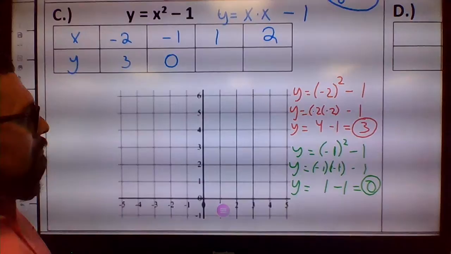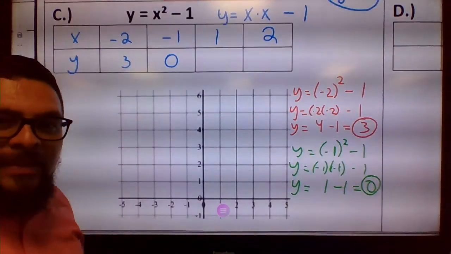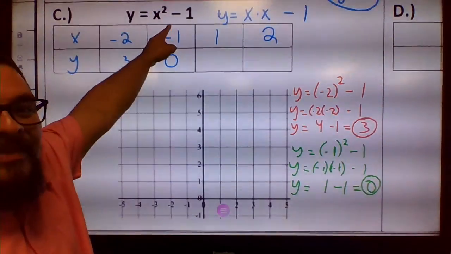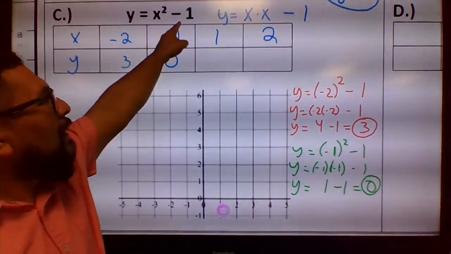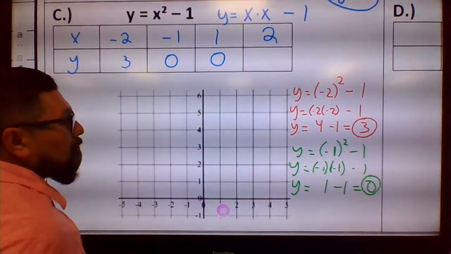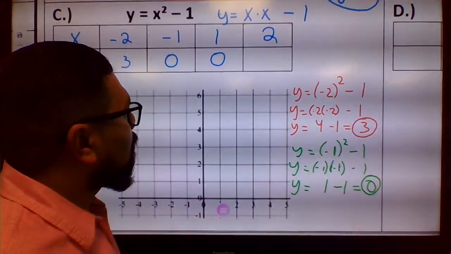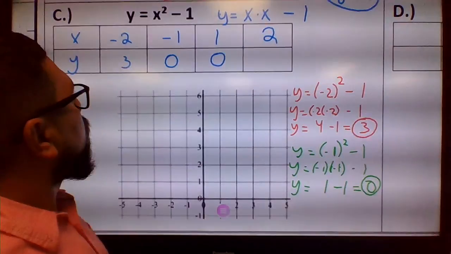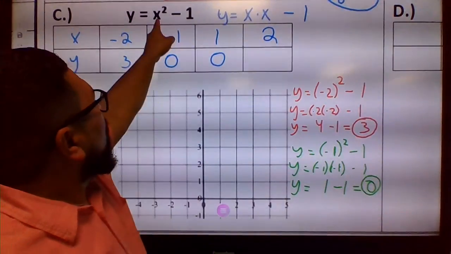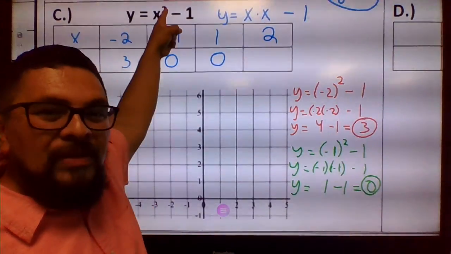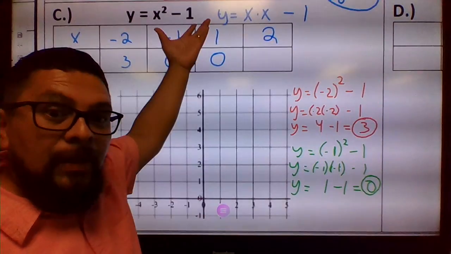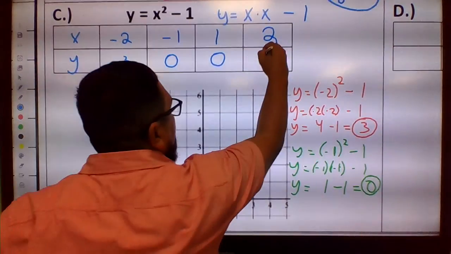Next one, 1. We can kind of do this one mentally, right? 1 squared. What's 1 squared? 1 times 1 is 1. And then 1 minus 1 is 0. So this is 0. Next one, 2. Again, we can do this one mentally. So 2 squared, 2 times 2 is 4, right? 4 minus 1 is 3. So 3.